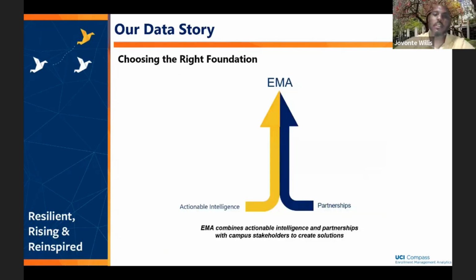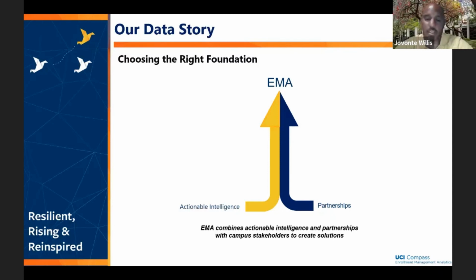And so part of that foundation, what we like to say is EMA, is a combination of actionable intelligence and partnerships. And what we really focus on is partnerships. We knew that in the past, a lot of times we would build these fancy data tools and we thought they would be the best thing ever and that people would use them. But what we found out was that people didn't use them. We had all this data out there, but nobody was using it.